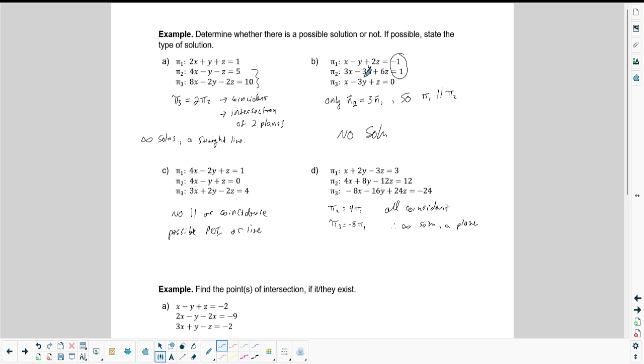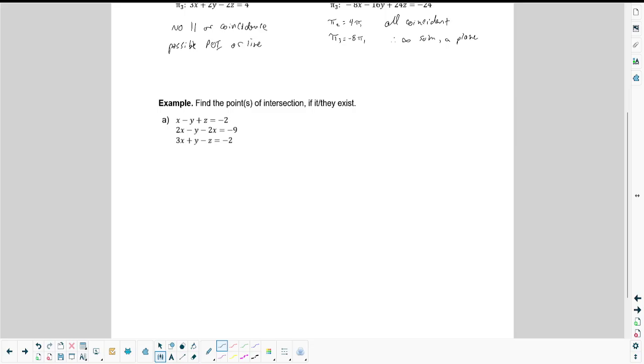B was the only one you didn't have to do any work. D, you also don't have to do a ton of work. You just need to transform this equation into parametric form. Let's see what we can do out of this. So we're going to find the points of intersection if it or they exist. So we have three equations. I don't see anybody that's a scalar multiple of each other. So let's throw this into a matrix and try to solve them. See what happens. So 1, -1, 1, augmented with -2. 2, -1, -2, -9. And then we've got 3, 1, -1, -2.